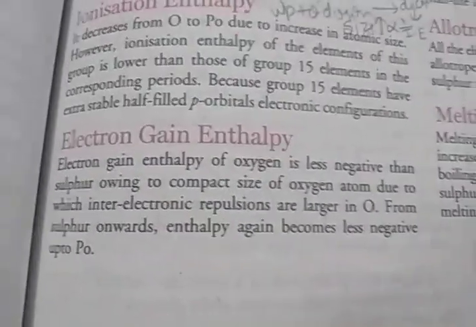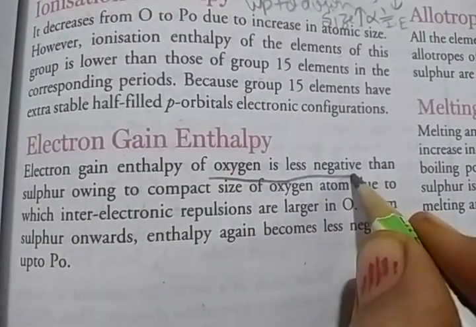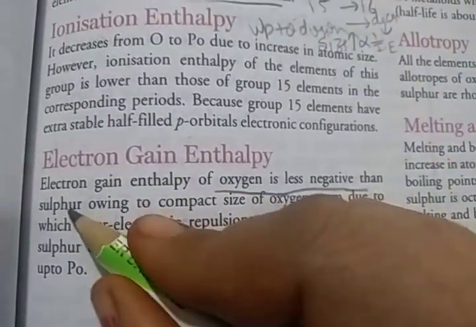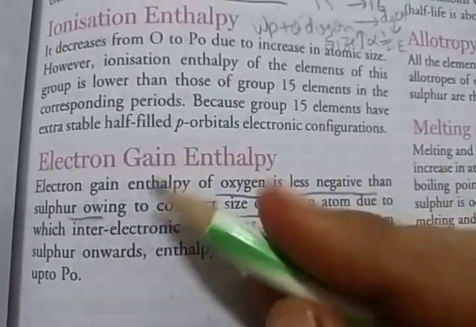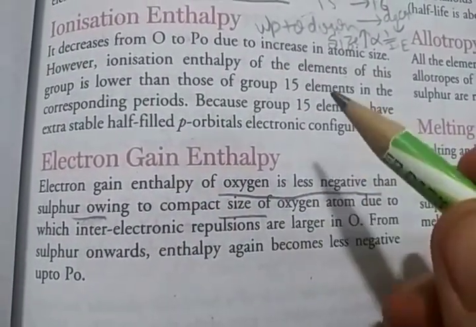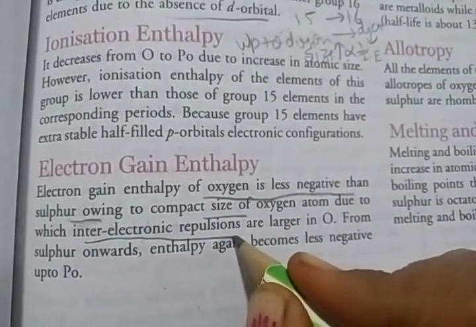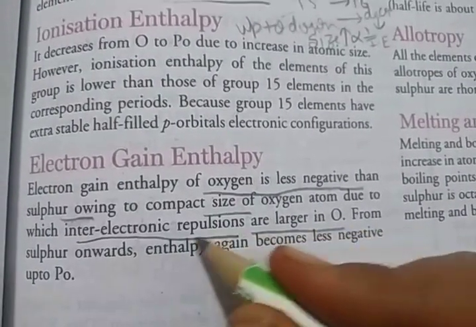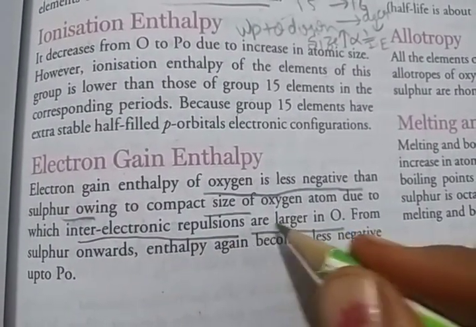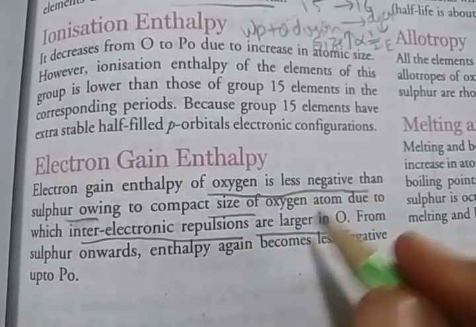Then next is electron gain enthalpy. The electron gain enthalpy of oxygen is less negative in comparison to sulfur. That means up to down we have to go, size increases, so its electron gain enthalpy also becomes less negative. The reason is inter-electronic repulsion, which is larger in oxygen. Inter-electronic repulsion is maximum in oxygen, so its electron gain enthalpy is less.